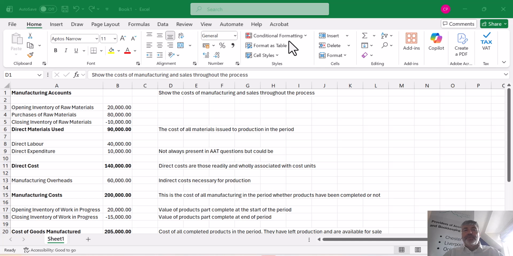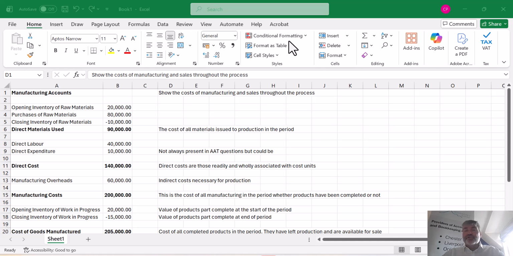So we take the opening inventory value, we add the total cost of all the purchases, and then we basically deduct the value of what we're left with in stores at the end of the period, and that subtotal must be the cost of raw materials that have been issued and used in the production or manufacturing process for the period. So here on my spreadsheet, that is a figure of £90,000, and that direct materials used figure is one of the subtotals that you will need to remember.